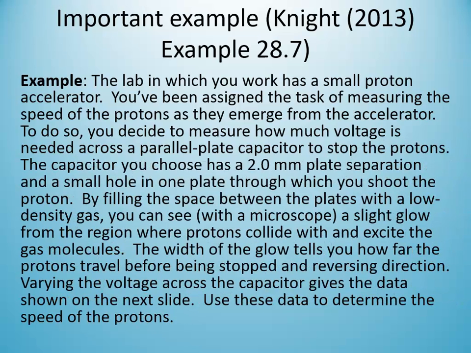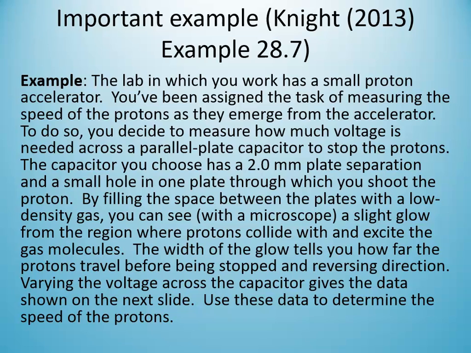Let's say you've been assigned to work in a lab with a small proton accelerator, and your task is to measure the speed of the protons as they emerge from the accelerator. And we're assuming that the accelerator is accelerating them to constant speed. If it's not perfectly constant speed, then we'll get some scatter in our data. So, in any case, to do this, you're going to decide to measure how much voltage is needed across a parallel plate capacitor to stop the protons. In other words, if you increase the voltage high enough, they're going to end up not being able to climb up that waterfall, so to speak, even though they've been shot at a high speed, and they will turn around at a certain point.